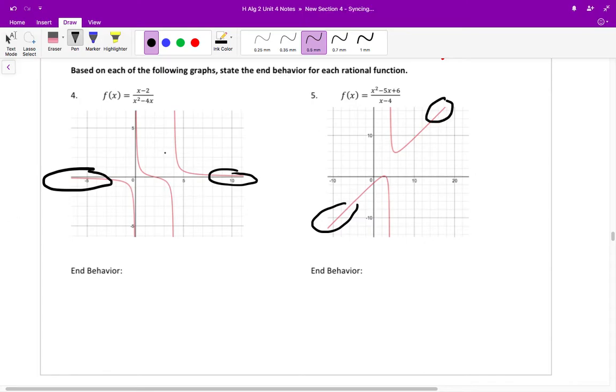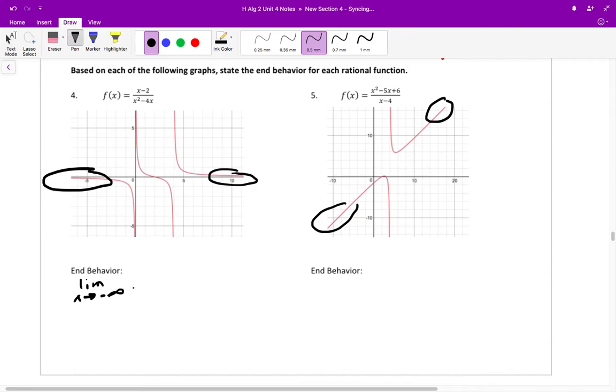Now notice on number 4, there's a lot going on between those two end behaviors. Same with number 5, but that's the thing about end behavior. End behavior is just what's on the ends of your function. So for my end behavior for number 4, and remember we are using limit notation, we're saying the limit as x approaches, let's do -infinity first.